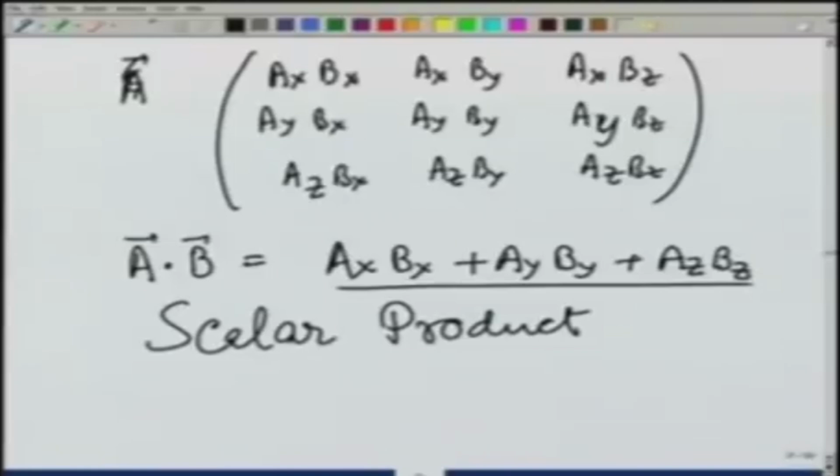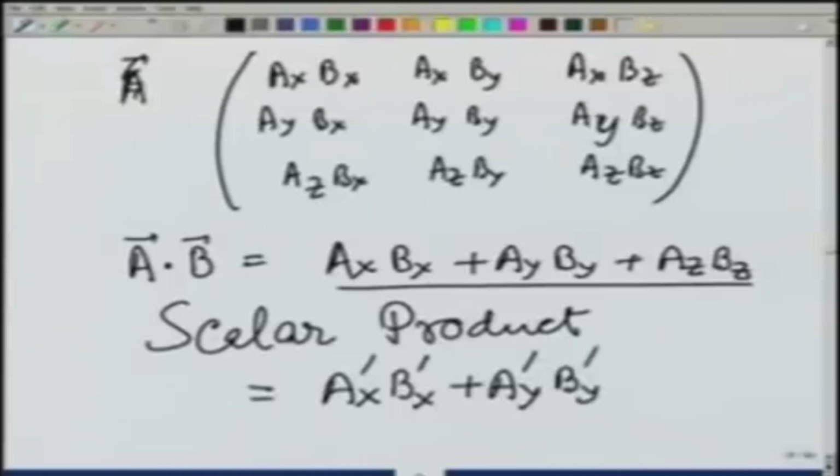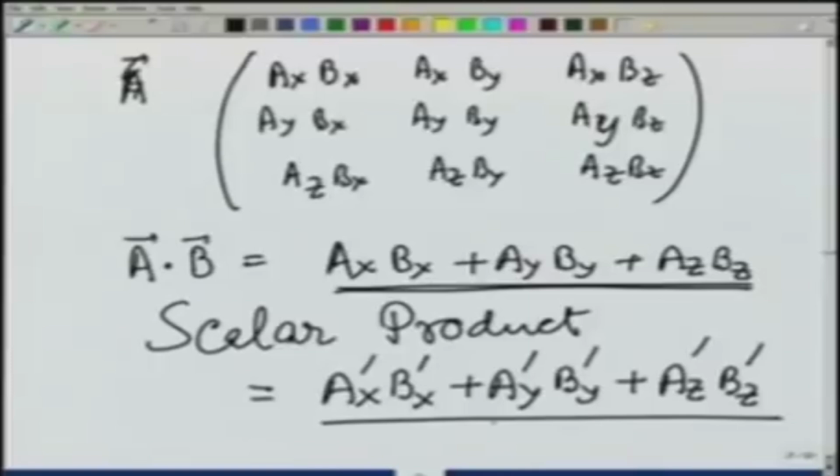How do I prove it? I prove it by going to a new frame in which the scalar product is going to be ax prime bx prime plus ay prime by prime plus az prime bz prime, and this axbx plus ayby plus azbz must be the same as ax prime bx prime plus ay prime by prime plus az prime bz prime if this is a scalar.